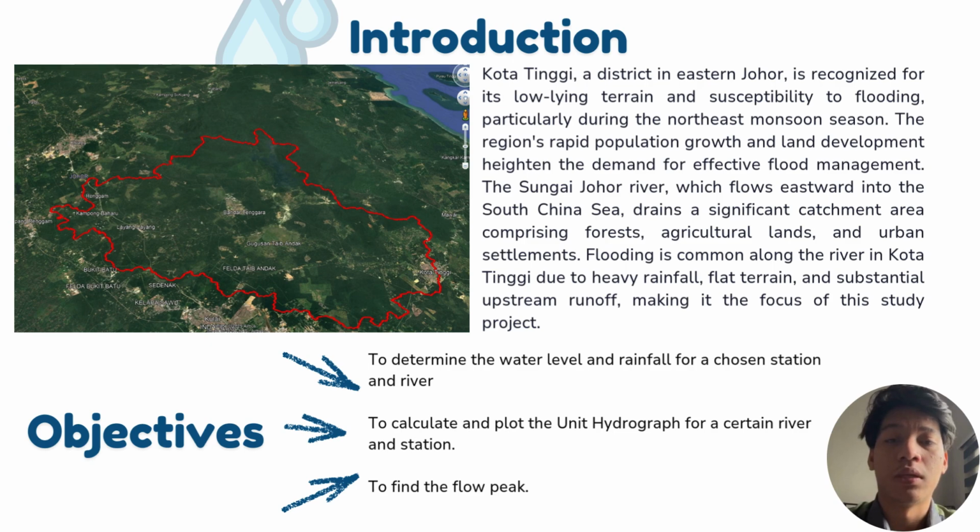And for the objectives of this study: first, to determine the rainfall and water level data at a selected river station. Second, to calculate and plot the unit hydrograph for the chosen river and station. And the last one, to identify the peak flow of the river, which is important for flood analysis and river management.